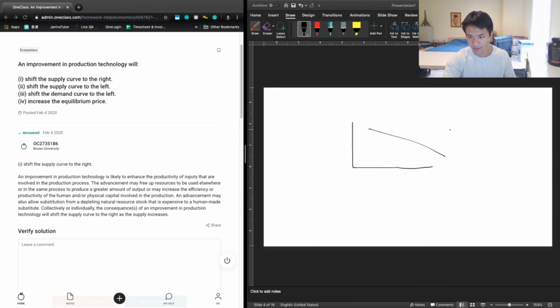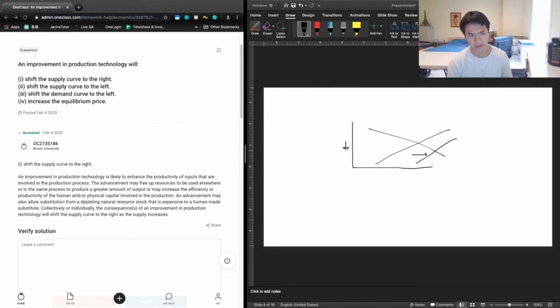If we have our supply and demand curve, a rightward shift in supply leads us to have a decrease in price on the y-axis, because we have an original equilibrium point here that transitions to a second equilibrium point down here, and so that's going to actually cause a decreased equilibrium price rather than an increase. So we know that the first option is going to be the right answer here.